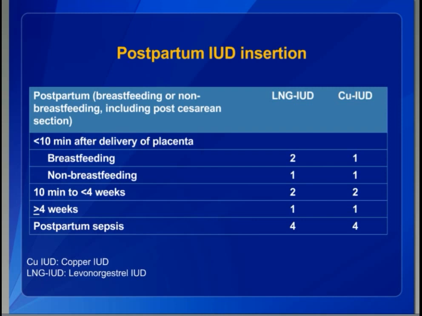IUDs can be placed at any time postpartum, although there may be an increased risk of expulsion if placed less than 4 weeks from delivery. Importantly, IUDs should not be placed in women with postpartum sepsis, and you can see that that's Category 4.